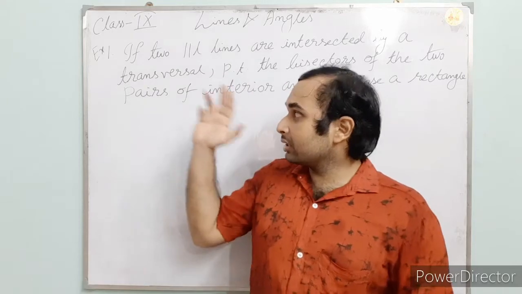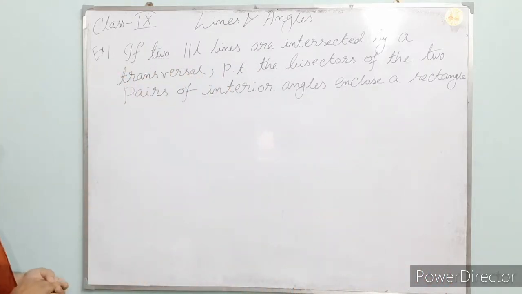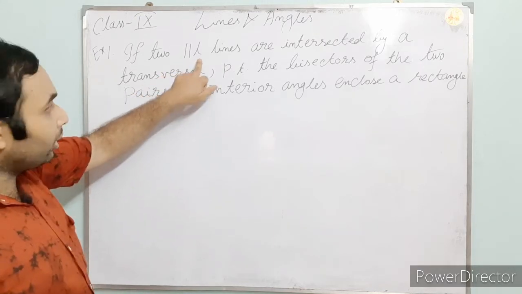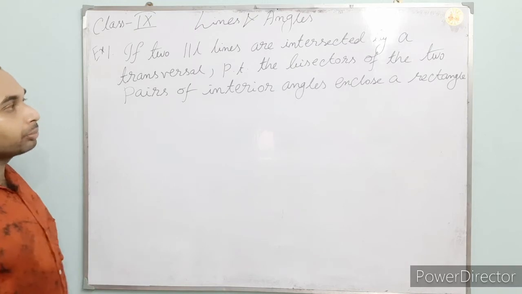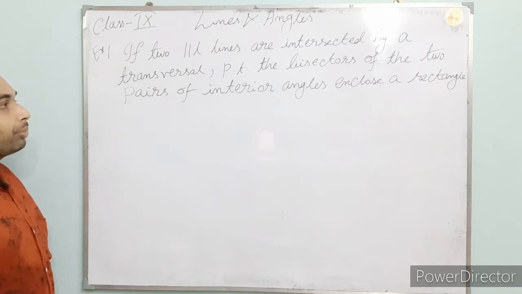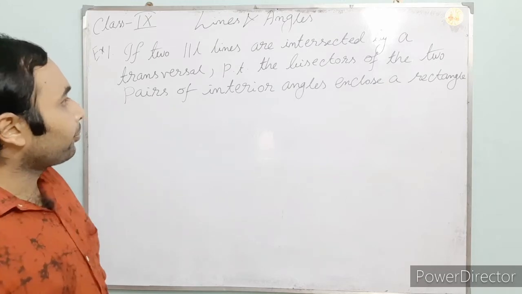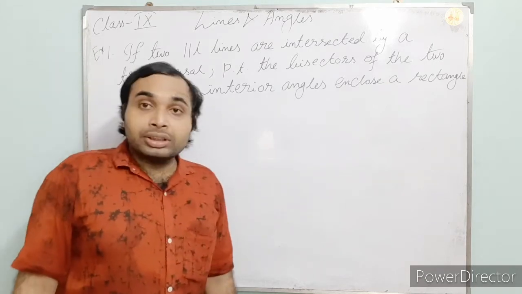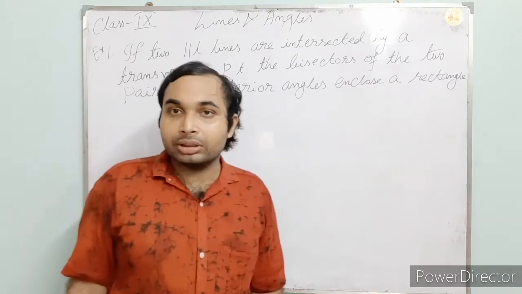The first example I have written over here, I am reading it for you. If two parallel lines, this is the sign of parallel lines, are intersected by a transversal, prove that the bisectors of the two pairs of interior angles enclose a rectangle. This is a theorem. You can also call it an application of the concepts.